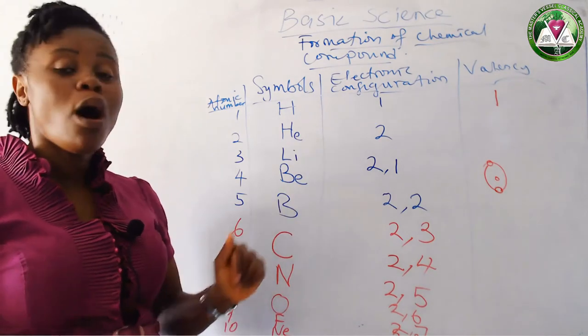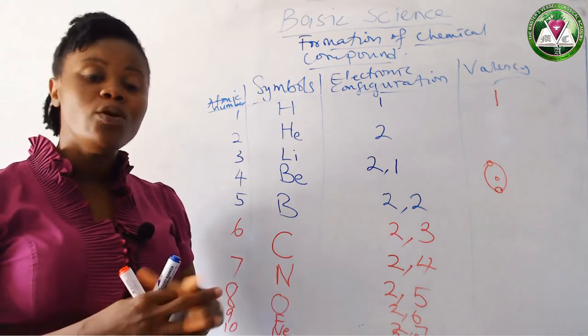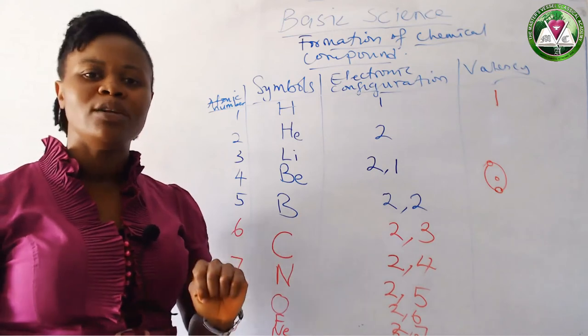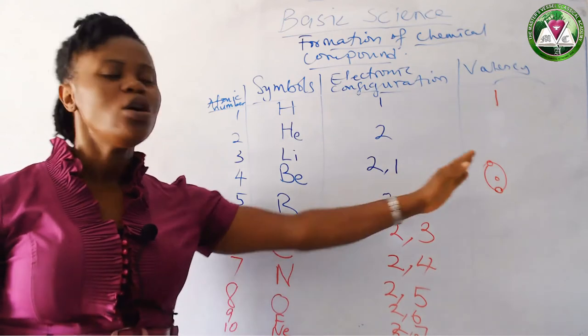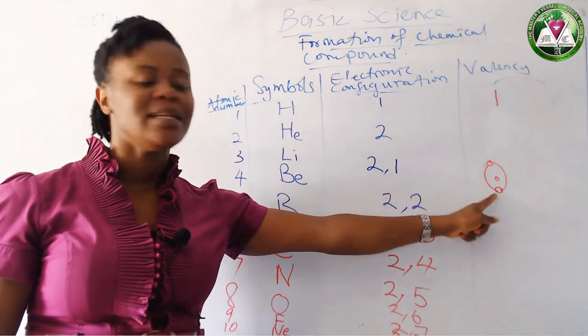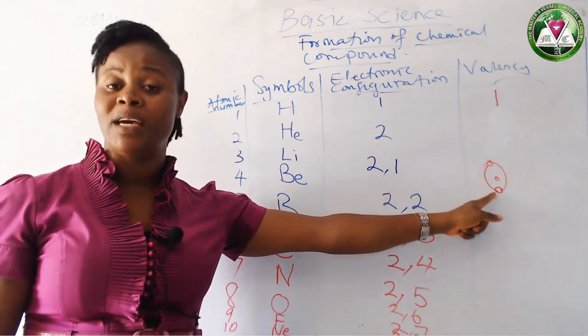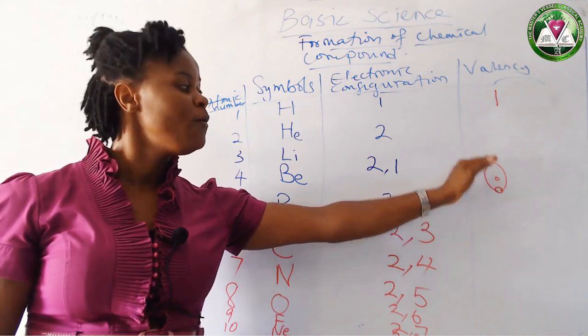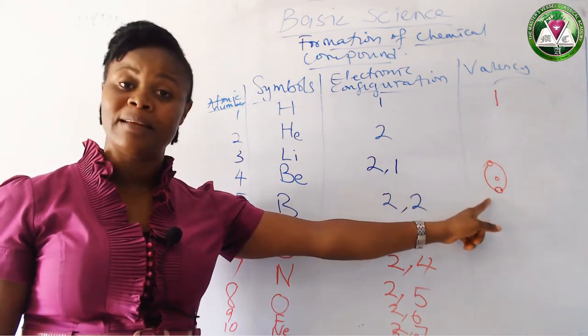If we are to draw a periodic table, we notice that this helium will go to group O. Don't worry, I will teach you how to draw that periodic table. It will go to group O. Why? Because it's complete. The shell is completely filled. And because the shell is completely filled, there's no room for another element to come in.